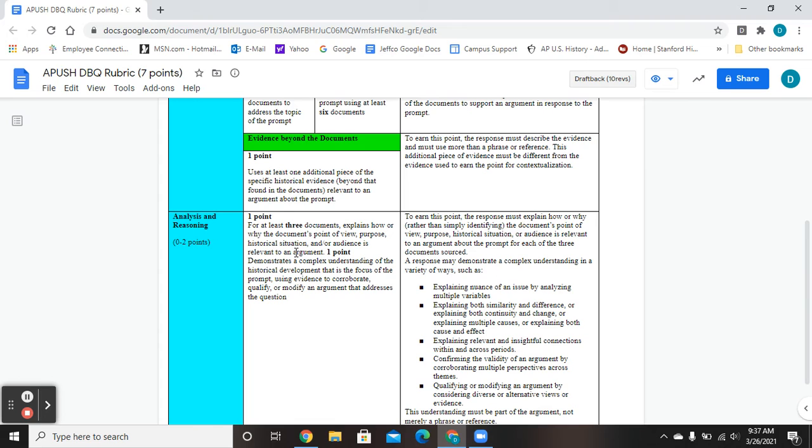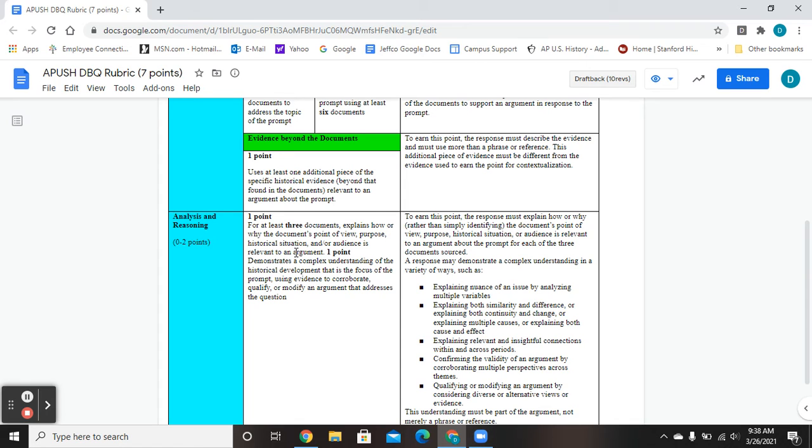If you can provide that information, it doesn't have to be real elaborate. You can just say the intended audience for this document was so-and-so, and then explain very briefly how you know that was the intended audience. Or you can say the context of this document is such-and-such, and explain why that's the context. Point of view, the author's point of view is whatever, and it gives some explanation for that. Okay, you have to do that for at least 3 documents. If you can do that for 3 of the documents, you get the point for analysis.